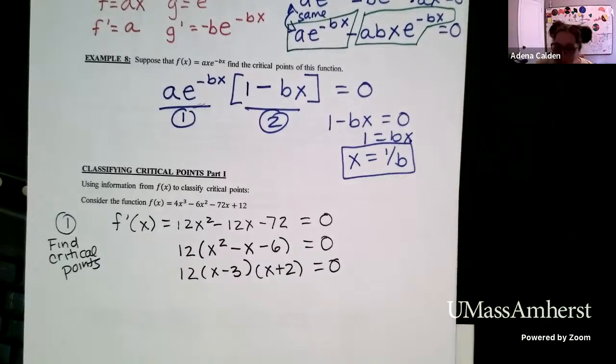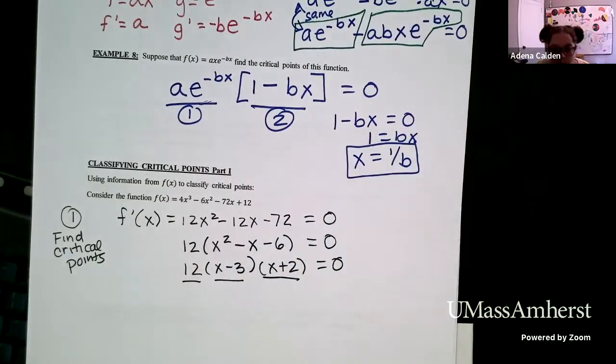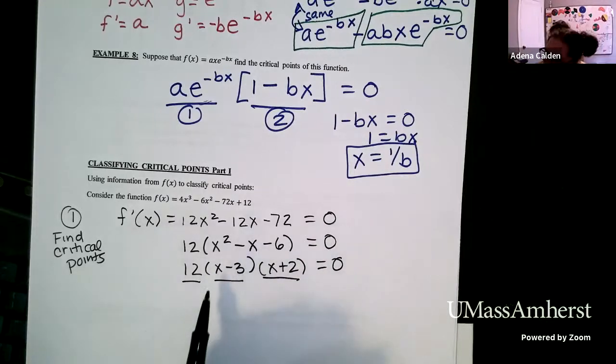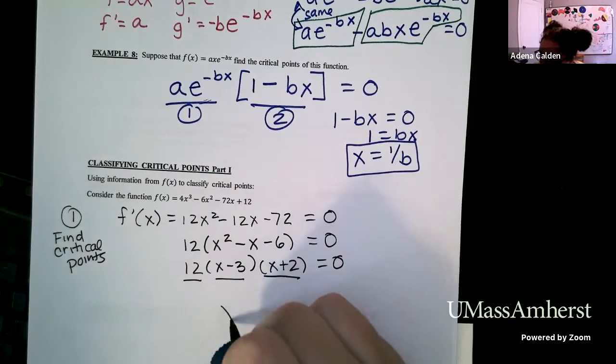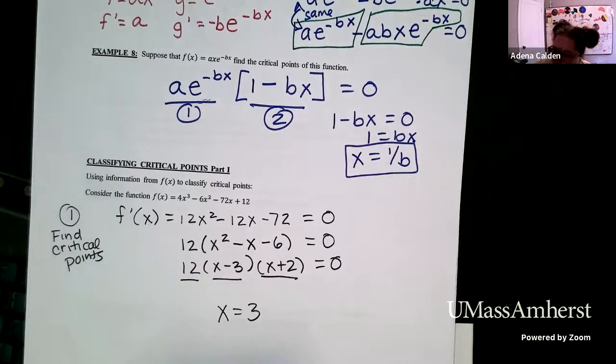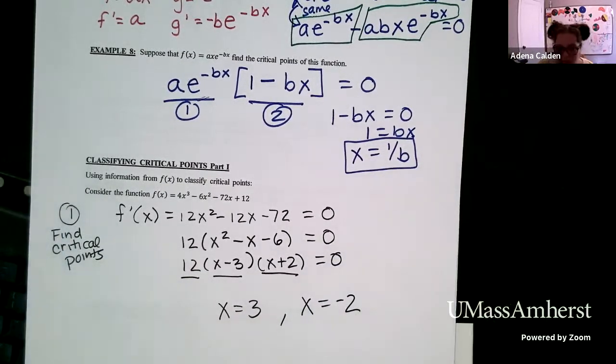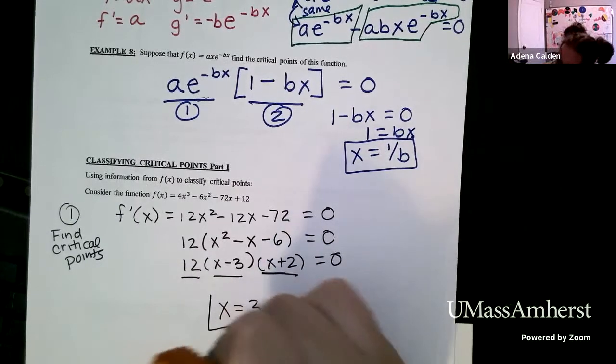Then again, I'm going to take each factor and ask, when does that equal 0? 12 does not equal 0, so never. x minus 3 will equal 0 when x equals 3, and x plus 2 will equal 0 when x equals -2. Okay, so that's our first step.